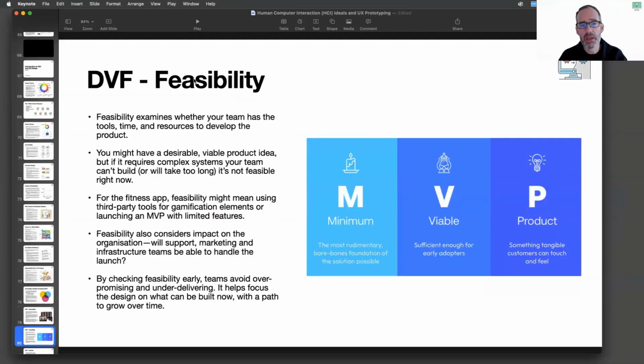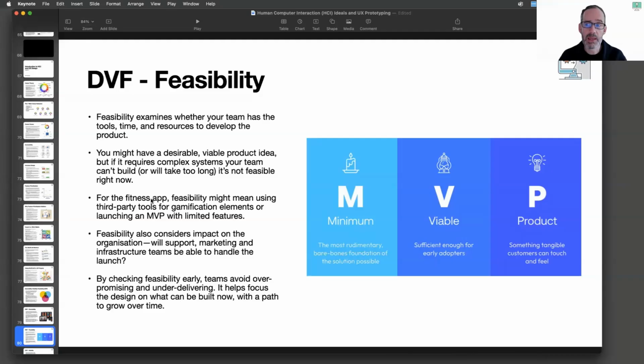The next one we look at then is feasibility. So this examines if we have the time, the tools, the resources, the know-how to develop the product. So now we could have a very desirable product, but if we can't build it, if it's too complicated or it's going to take too long, it's not feasible for us as a design team.